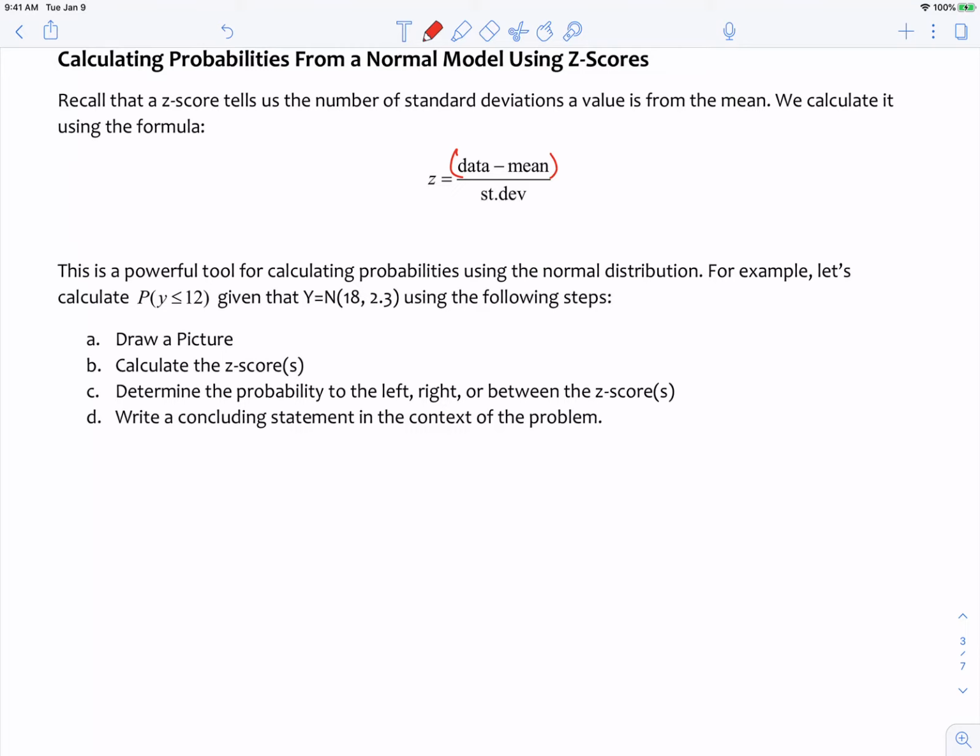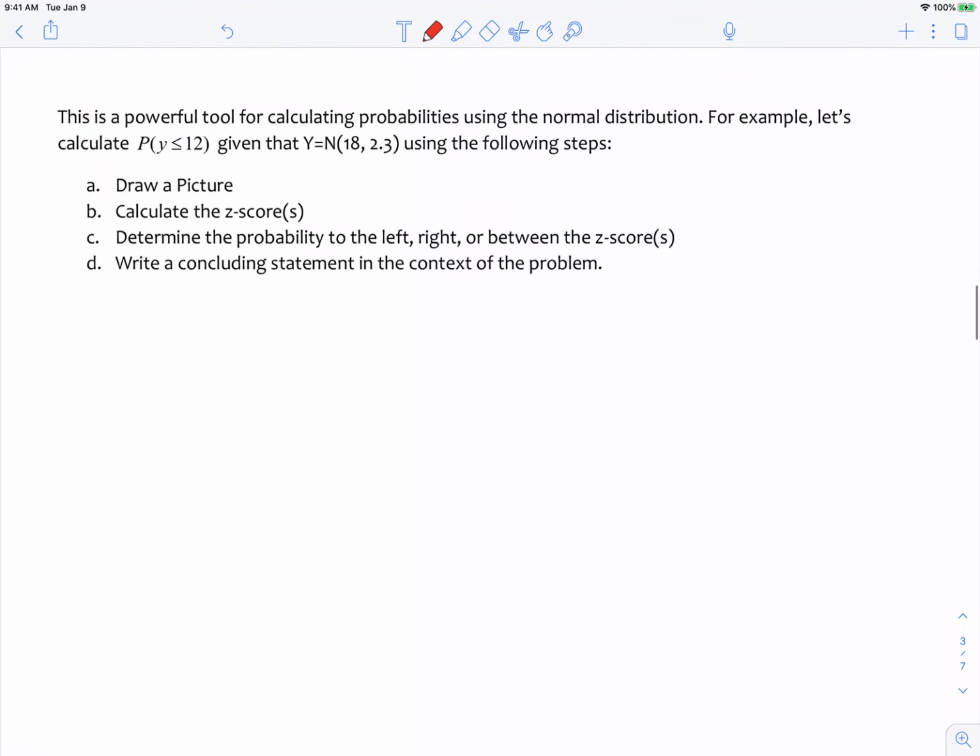So those are the 4 main steps that we'll be doing every time with a normal model probability calculation. And you will be graded for all of those steps in a normal model probability calculation. So first step here, draw a picture. So I'm going to start by drawing my sketch.